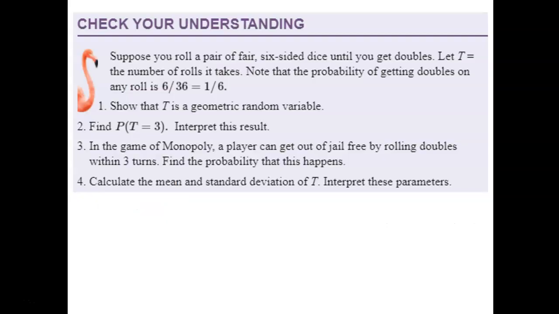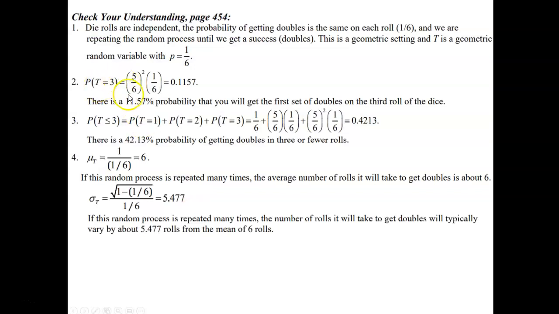Okay, second question, t equal to 3. Now they did it with the formula. If you win on your third time, that means you lost, lost, and then won. So you lose 5 out of 6 times, 5 out of 6 times, and then 1 out of 6 win. You could have done geometric PDF with 1/6 as your probability of success and an x value of 3. To interpret that, there's an 11.57% probability that you will get the first set of doubles on your third roll.